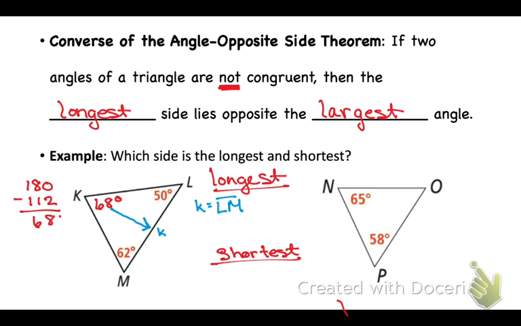Are you following? Okay, so now I need the shortest. Well, the smallest angle is what? Angle L. So the side would be what? KM. See that, Ryan? Didn't you say KL? KM. Oh, I thought you said KL. Pretty easy.